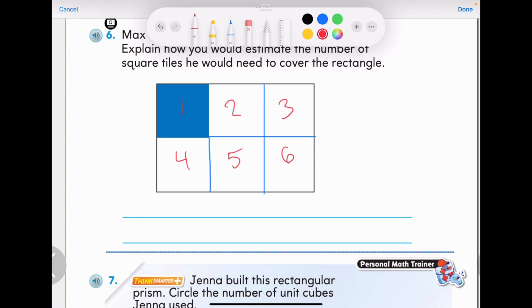So let's see, we have to explain how we would estimate the number of square tiles that I would need to cover the rectangle. So I would say that I estimate that there will be 2 rows of 3 tiles.